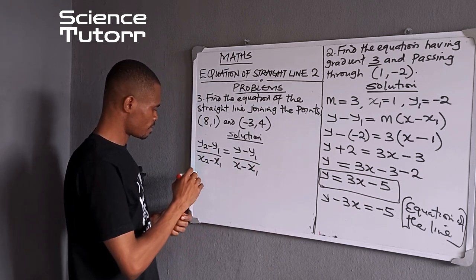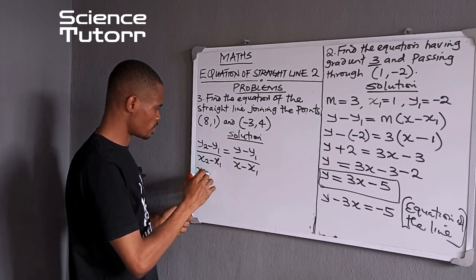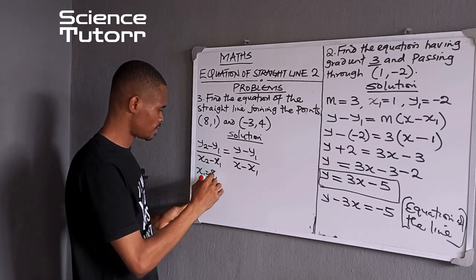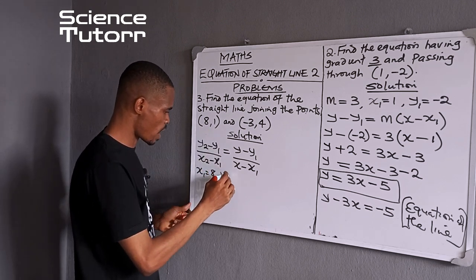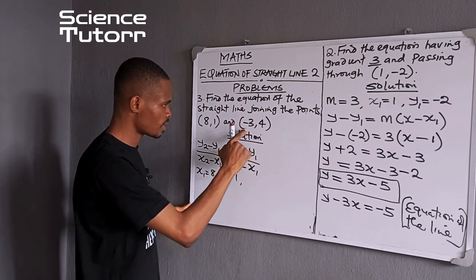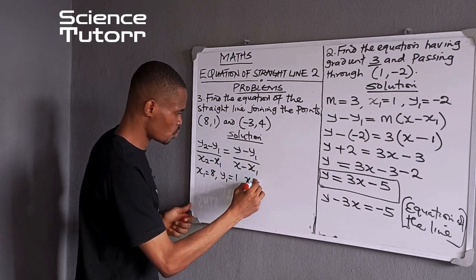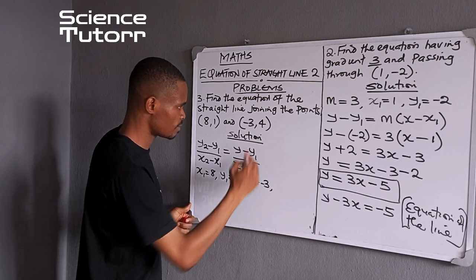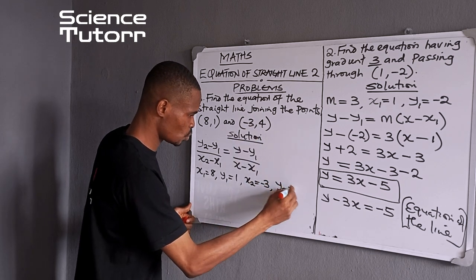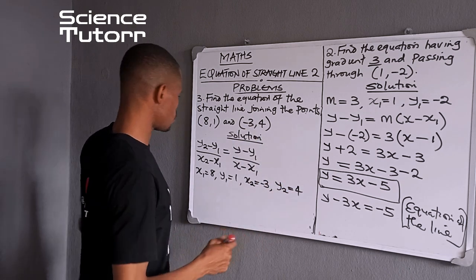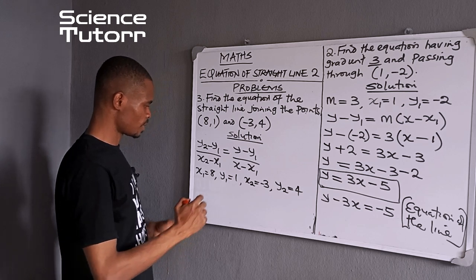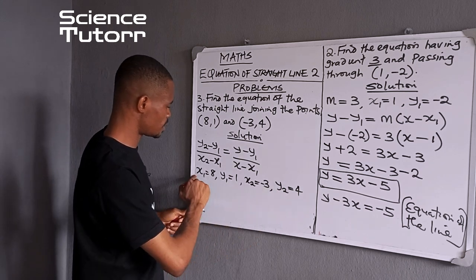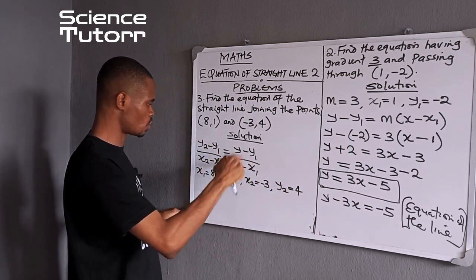So what we have here, x1 is 8, y1 is 1, x2 is minus 3, y2 is 4. So we simply substitute. In place of all of this information, we substitute into the formula.